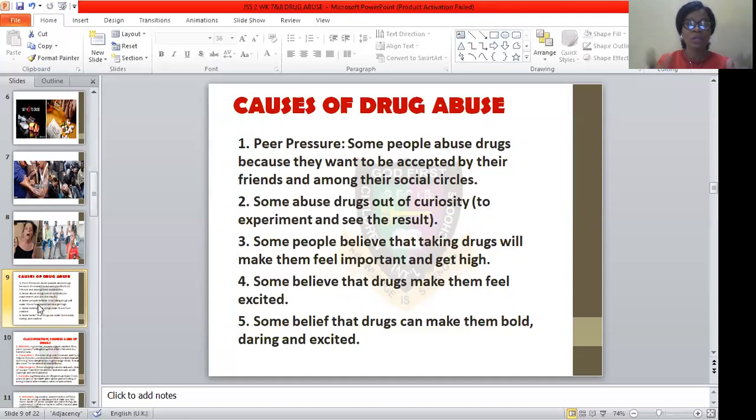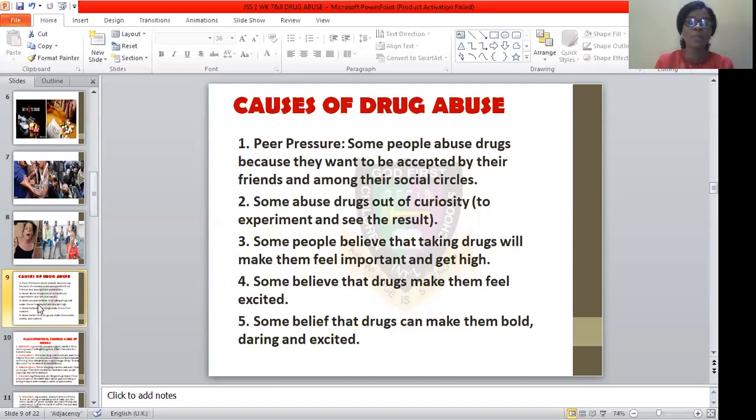Another cause is some people abuse drugs out of curiosity. That is, they want to experiment and see the results. After you have been pressurized by your friends, then you go to a corner, you get a cigarette. I want to see how this thing feels really. I want to know how this thing tastes really. And out of your curiosity, you light up the match and you start smoking. And before you know it, you'll be addicted to it. That's another cause of drug abuse.